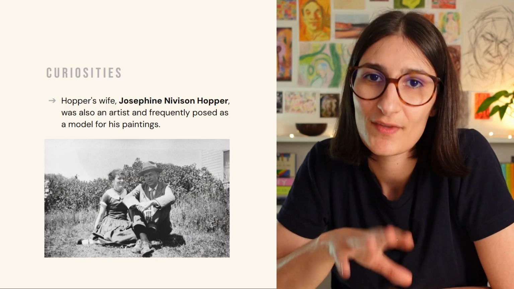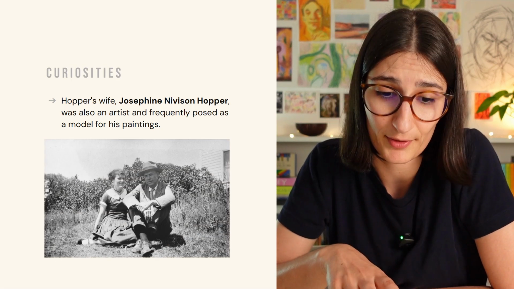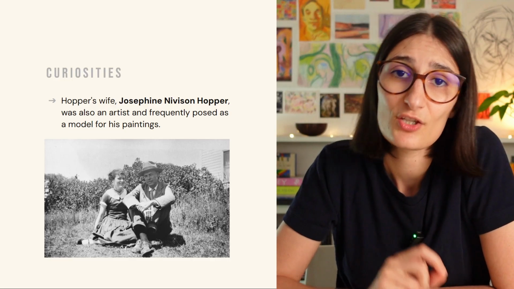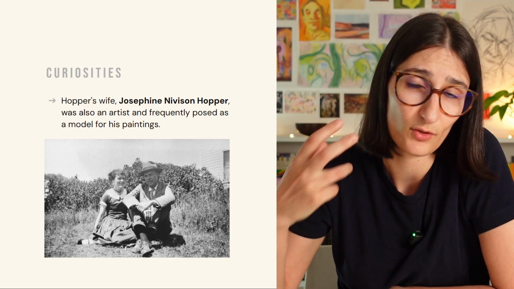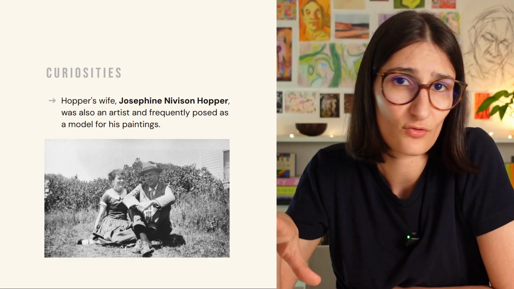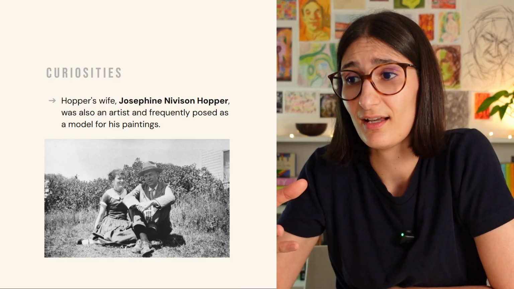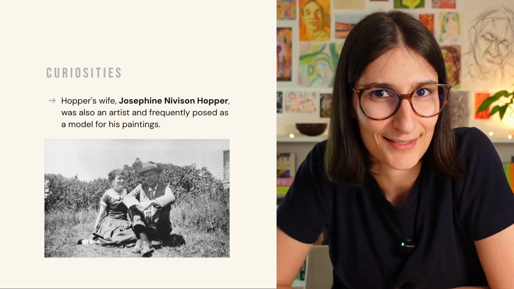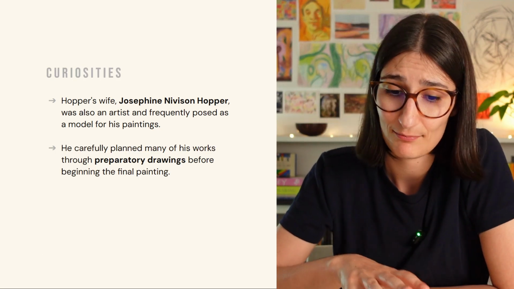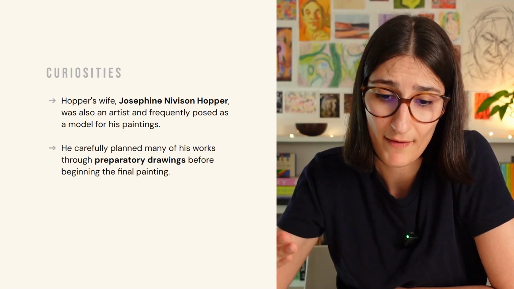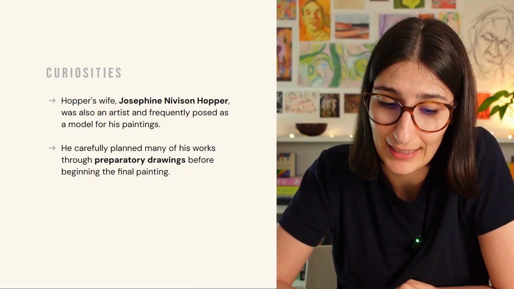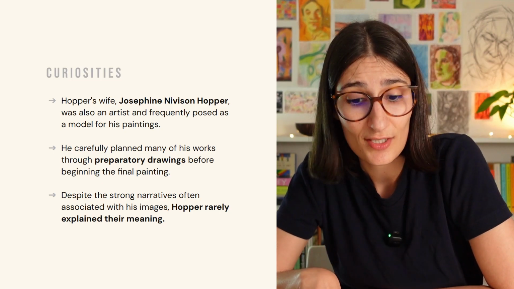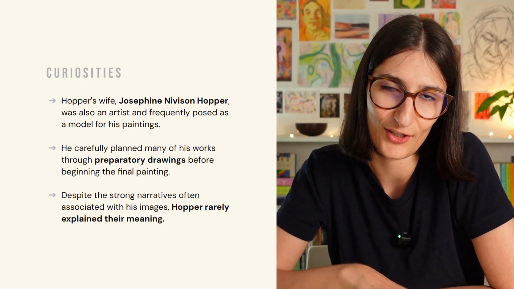Now, a few curiosities. Hopper's wife, Josephine Nivison Hopper, was also an artist and frequently posed as a model for his paintings. She also kept records about his career, about his paintings. She took notes on everything. She also kept a diary where she talks about their relationship, and the relationship was complicated, to say the least. He carefully planned many of his works through preparatory drawings before beginning the final painting. Despite the strong narratives often associated with his images, Hopper rarely explained their meaning.